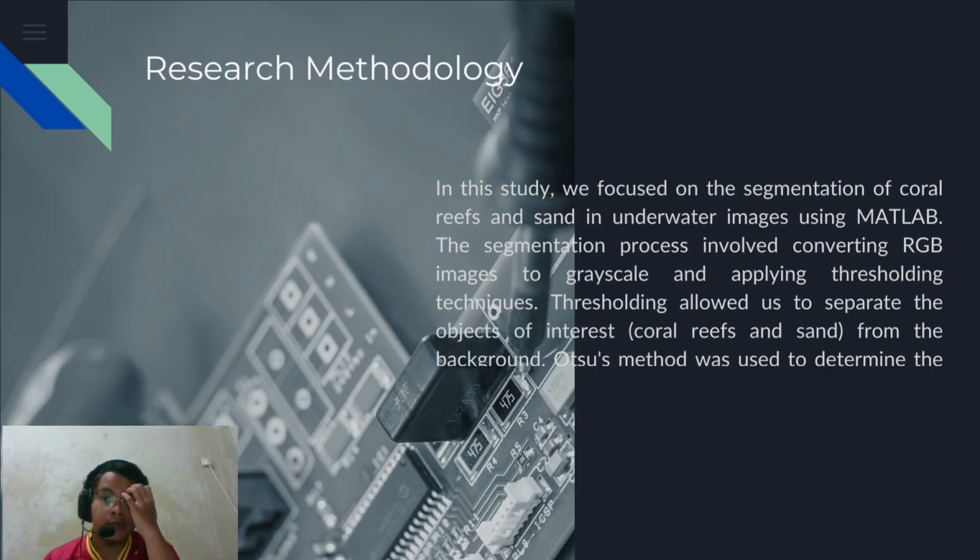Moving on to the next part, research methodology. In this study, we focus on the segmentation of coral reef and sand in underwater images using MATLAB. The segmentation process involves converting RGB images to grayscale and applying thresholding technique. Thresholding always allows us to separate the object of interest, which is coral reef and sand, from the background. Otsu's method was used to determine the optimal threshold value for segmentation.